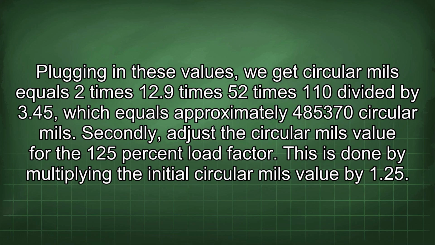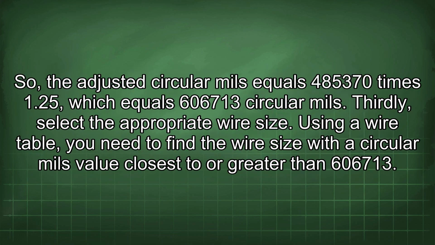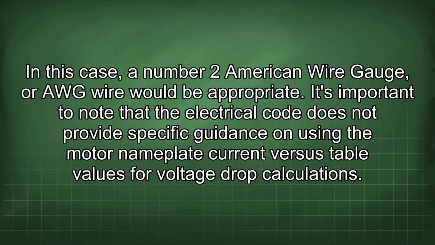Secondly, adjust the circular mils value for the 125% load factor. This is done by multiplying the initial circular mils value by 1.25. So, the adjusted circular mils equals 485,370 times 1.25, which equals 606,713 circular mils. Thirdly, select the appropriate wire size. Using a wire table, you need to find the wire size with the circular mils value closest to or greater than 606,713. In this case, a number 2 American wire gauge, or AWG wire, would be appropriate.